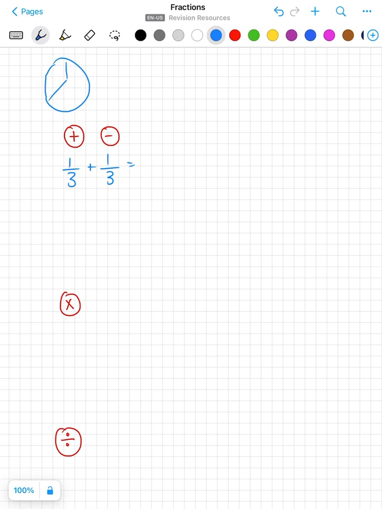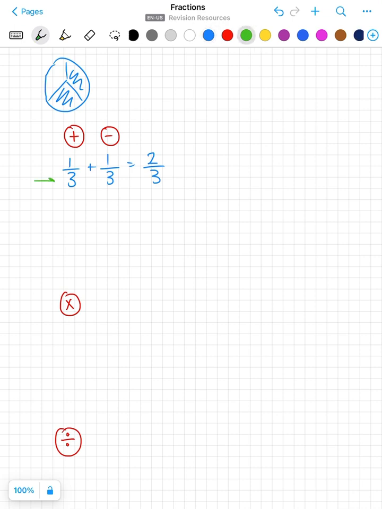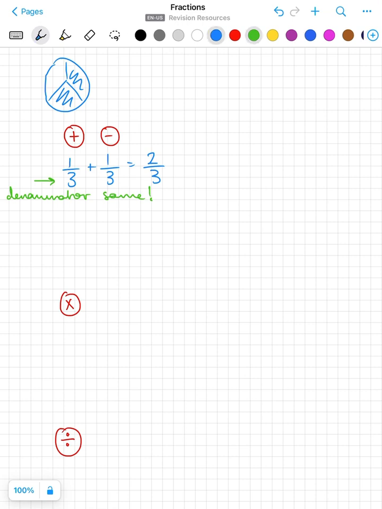Let's say you have eaten 1/3 of pizza and then you eat another third of pizza. From the diagram you can see you have eaten 2/3 of pizza. What you'll notice by this example is that the denominator is the same. So when adding or subtracting with fractions, we need to keep that denominator the same or make it the same.